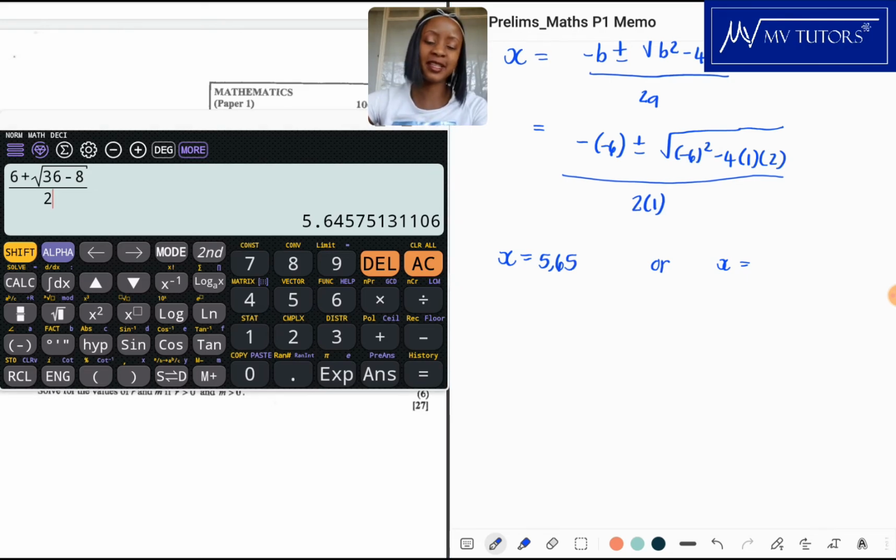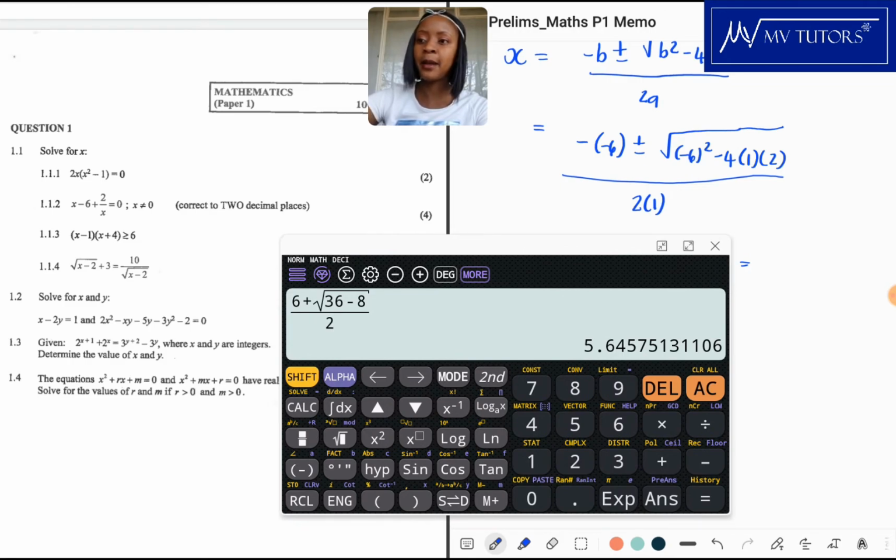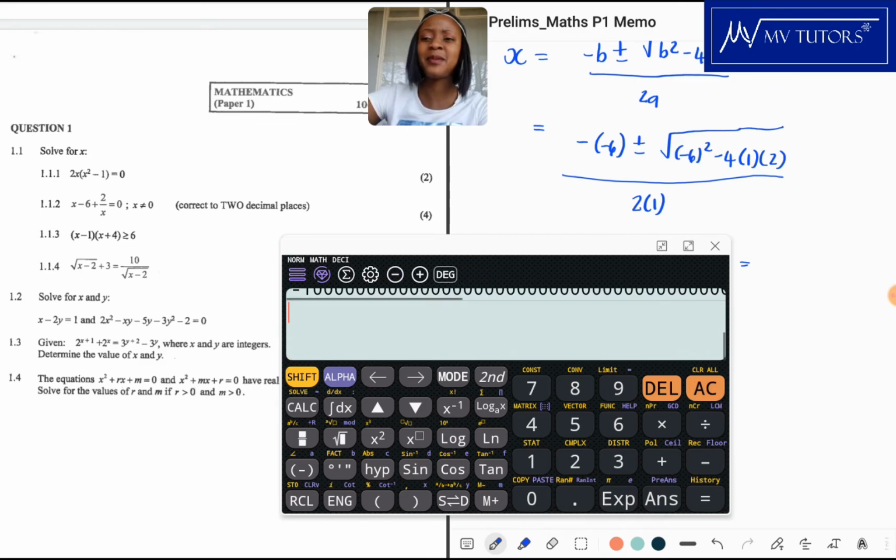5,65. I'm so not going to check it. I said I won't, but let me just do it. If I take this answer and put it back in the original equation, I get answer minus 6 plus 2 over answer equals 0. So the solution works, right? We are happy.